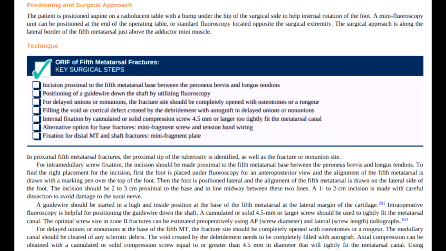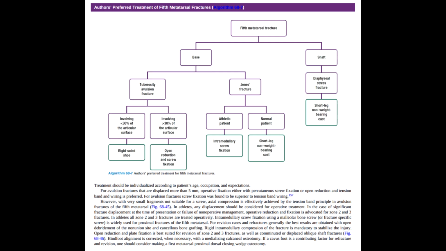The algorithm shown in the flowchart summarizes the author's preferred treatment strategy. All fifth metatarsal fractures are first divided into base fractures and shaft fractures. Shaft fractures that are diaphyseal stress fractures are treated with a short-leg non-weight-bearing cast. Base fractures are subdivided into tuberosity avulsion fractures and Jones fractures. For tuberosity avulsion, involvement of less than 30% of the articular surface is treated with a rigid-soled shoe. When more than 30% of the articular surface is involved, open reduction and screw fixation are recommended.